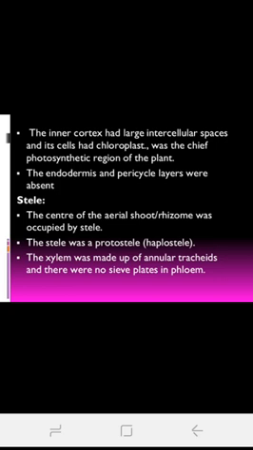The center of the shoot is completely occupied by the stele. It is a protostele, or you can call it haplostele, because in pteridophytes you can see different types of stelar evolution. Protostele is the basic type. At the center is xylem surrounded by phloem. Xylem has tracheids, and phloem has no sieve plates.